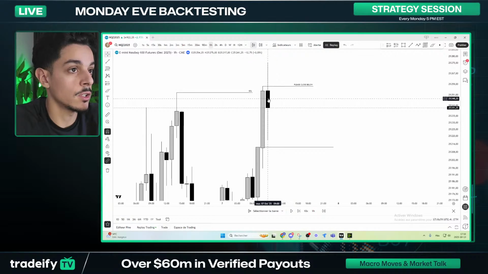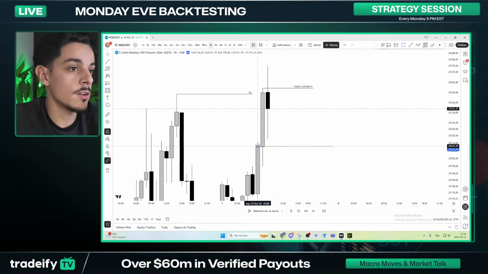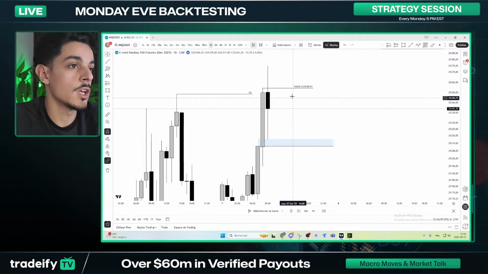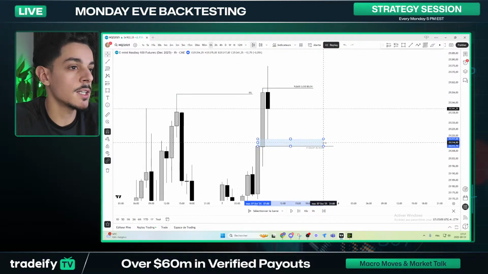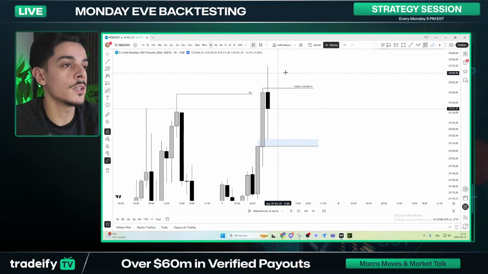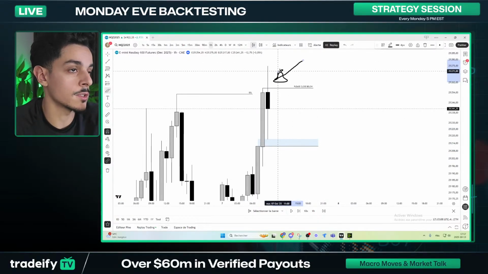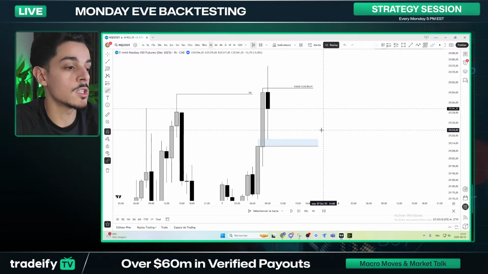Okay, so here let me show you guys what happened, exactly what I wanted to see. So we have this unfilled fair value gap being created. We're failing to close above the previous candle's high. We swept buy side. What do I know? When I see this kind of formation, I know right now we have exhaustion from those buyers. I know that sellers are active and we need some fuel in the market.